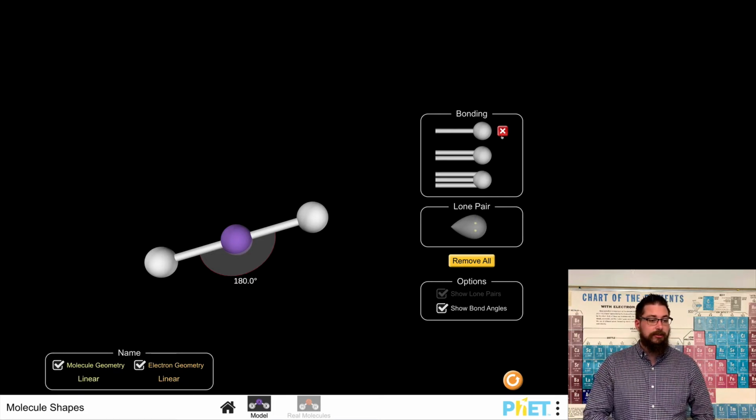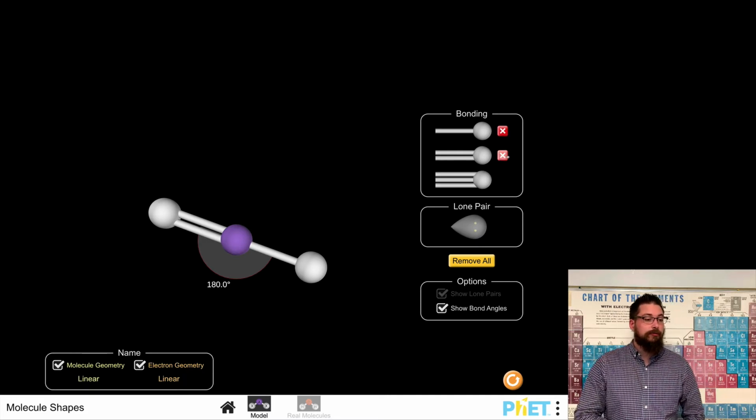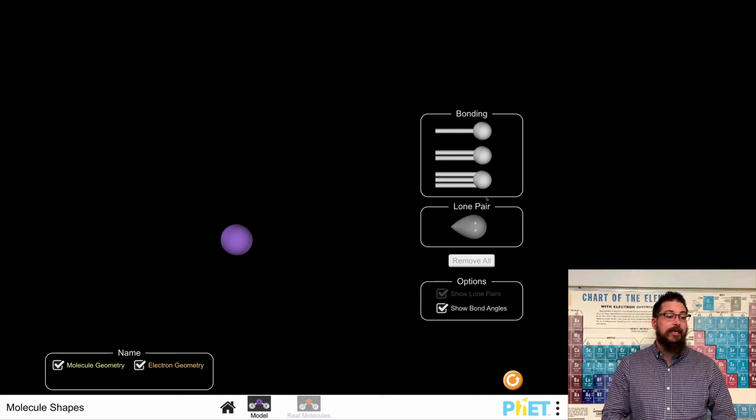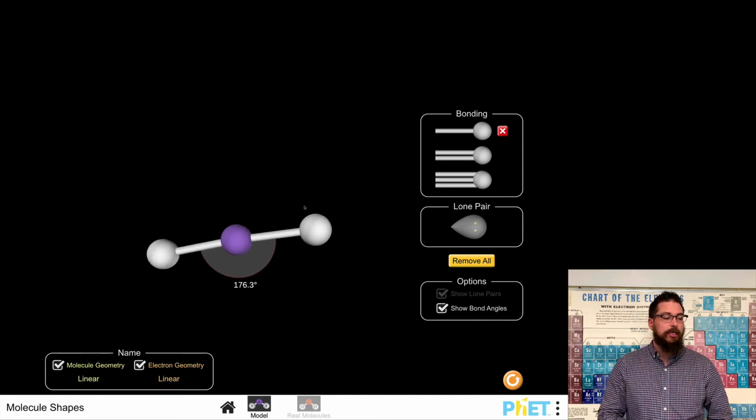If we made this a double bond, notice it's the same bond angle, 180 degrees. And so this here, if you take a look, is called linear. That makes a lot of sense. Now what ends up happening is if we add a lone pair to the central atom, let's think about what happens here. This lone pair will repel these bonded pairs.